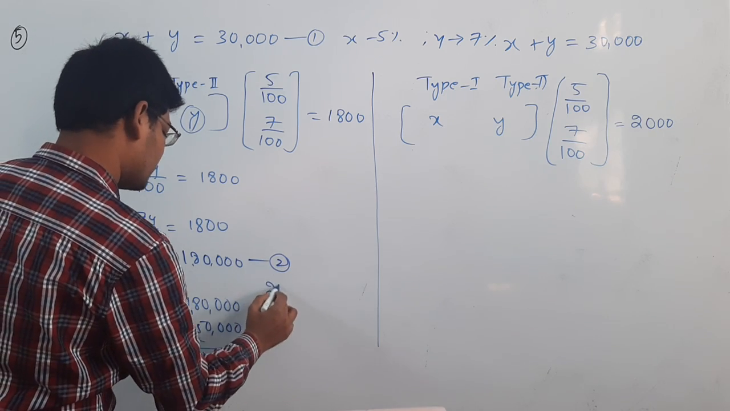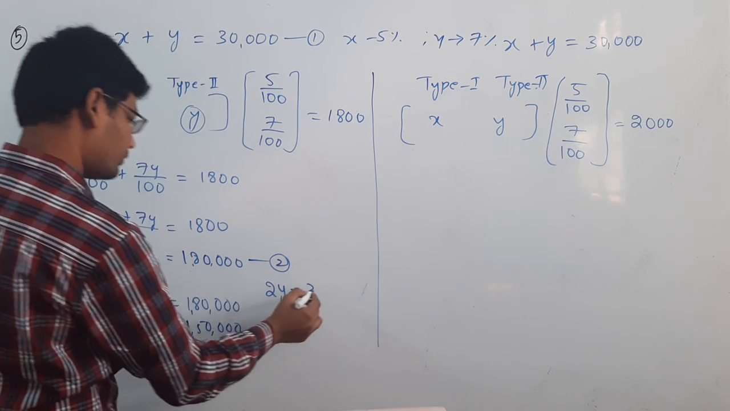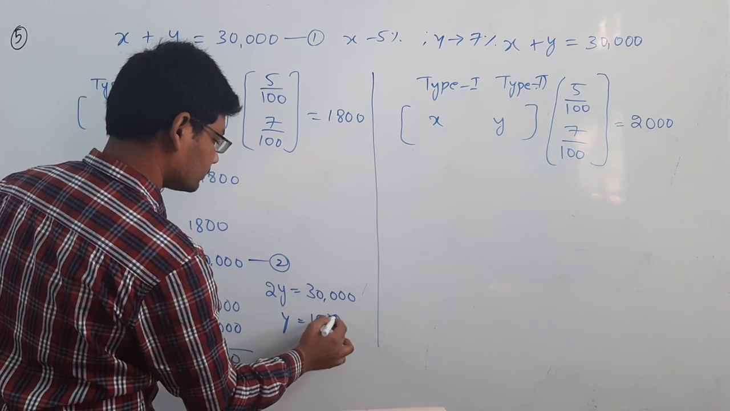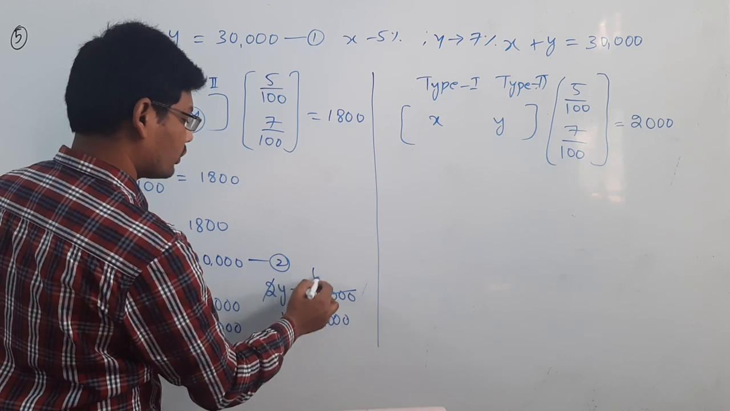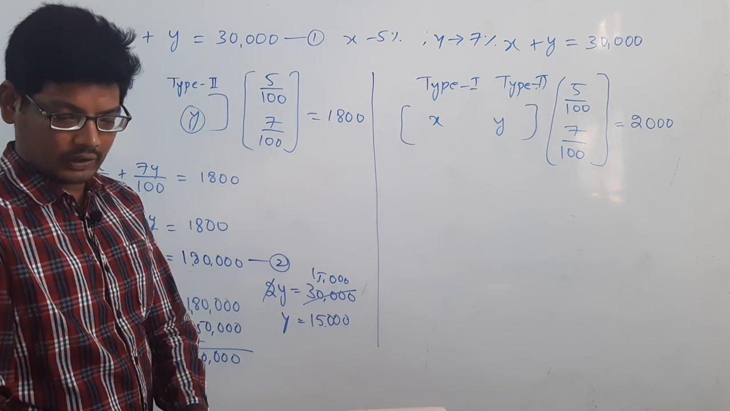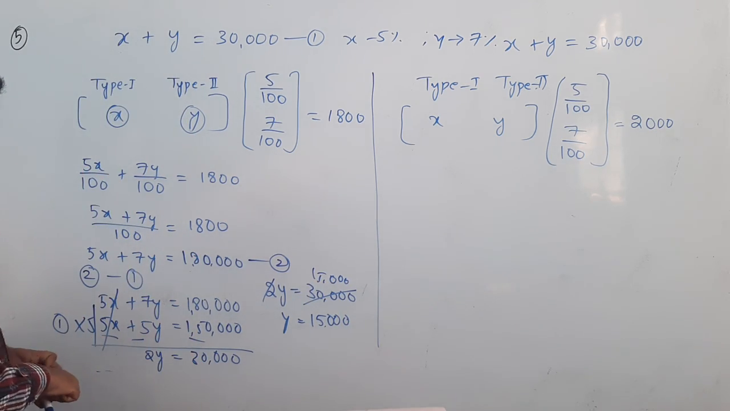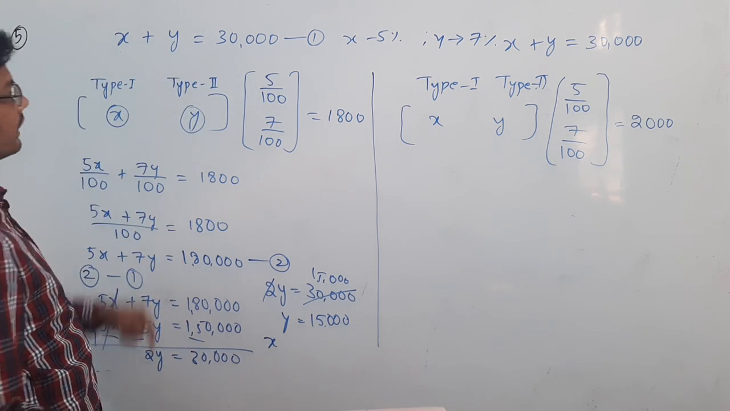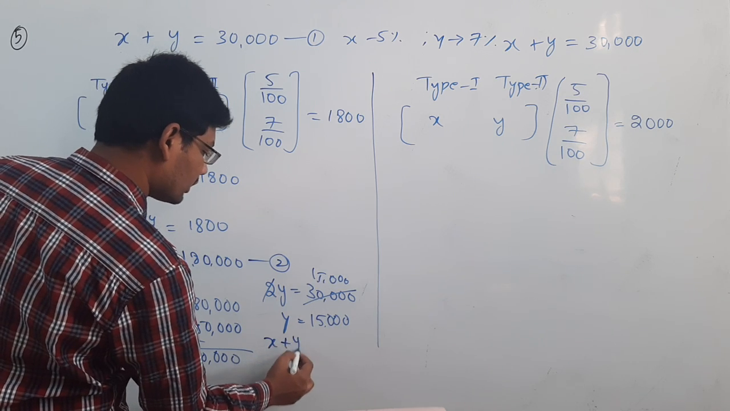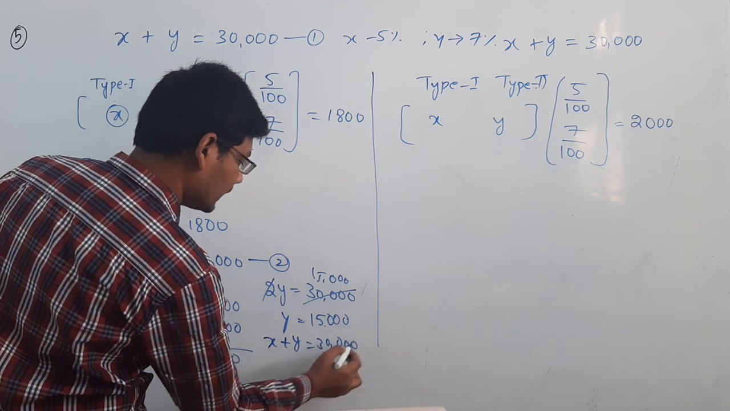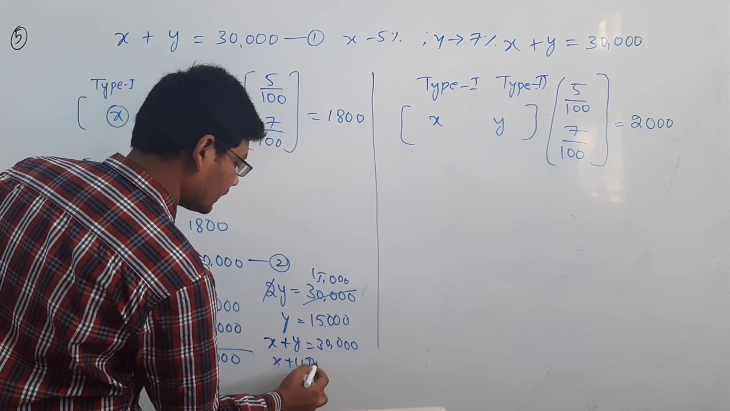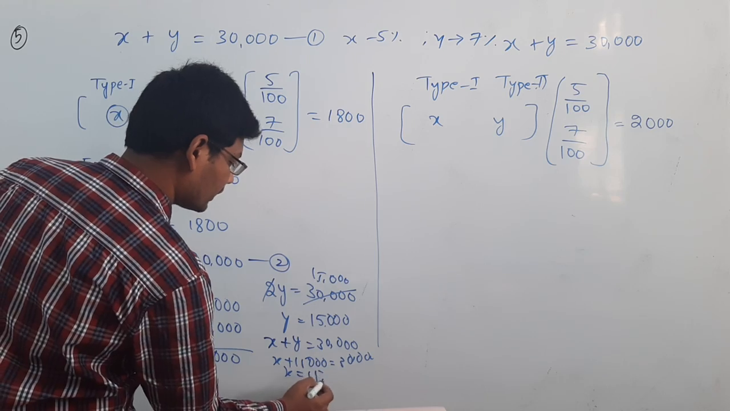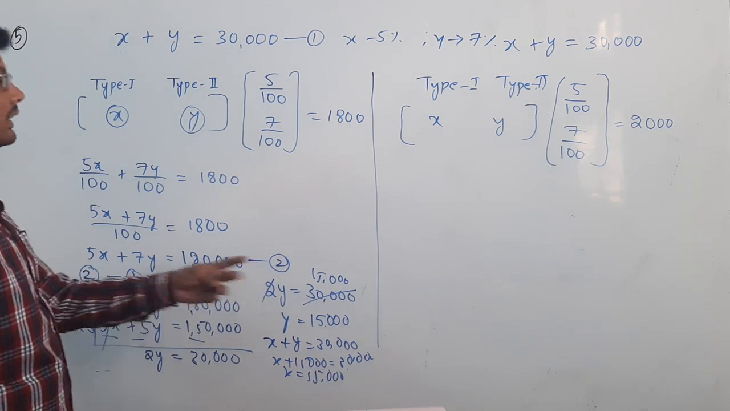Then 2y is equal to 30,000, and y is equal to 15,000. Y is equal to 15,000 here. Similarly, x plus y is equal to 30,000. Let y be 15,000, then we will get x is also 15,000. 15 plus 15, total 30,000.